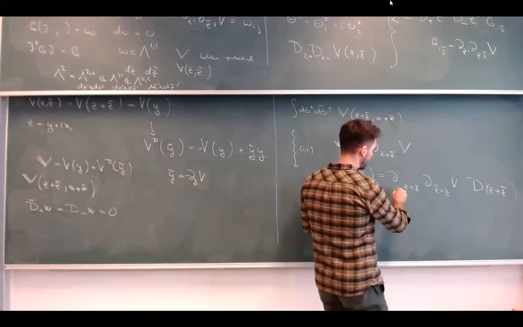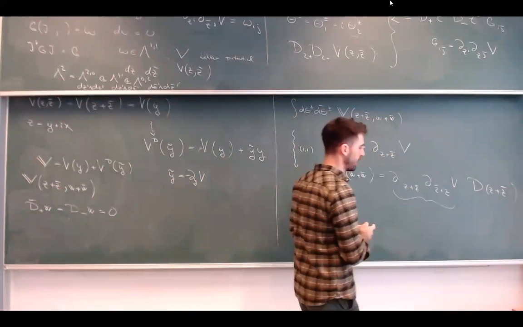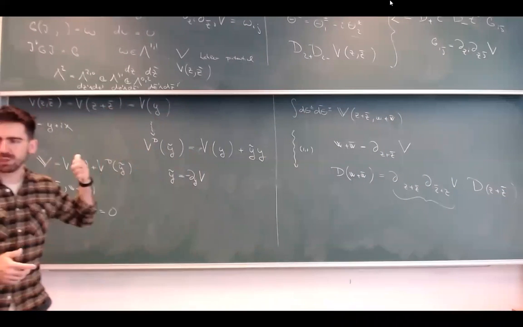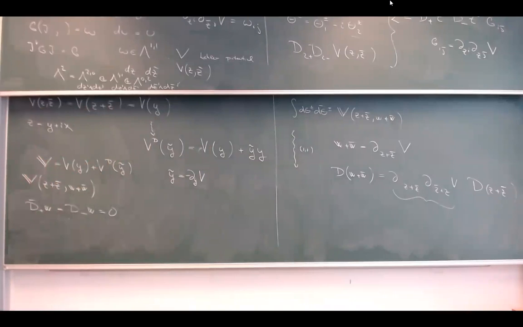Because again, the second derivatives of B are linked to G and B, possibly if there's a B field. And is that the fat V? Sorry, what? The fat V? No, it's not. This is just ordinary.